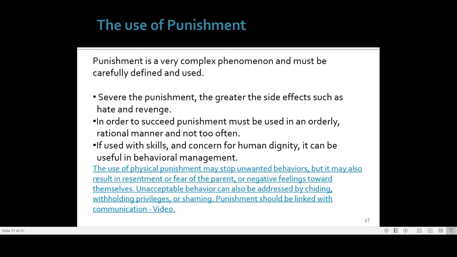Now, the use of punishment is a very complex phenomenon and must be carefully defined and used. The more severe the punishment, the greater the side effects, such as hate and revenge. So in order to succeed, punishment must be used in an orderly and rational manner, and not too often. It should be used with skill and concern for human dignity. It can be useful in behavior management.